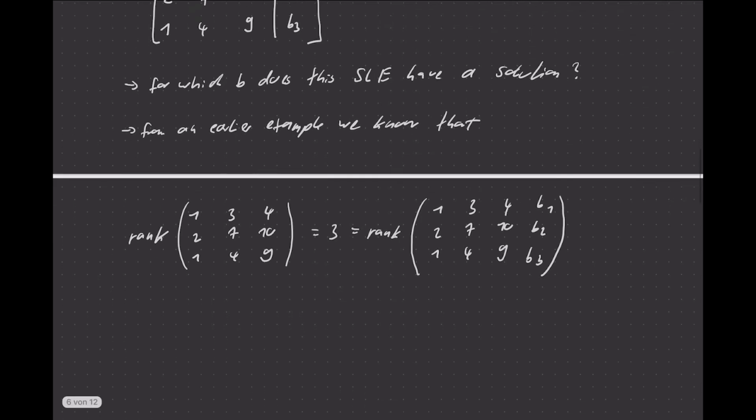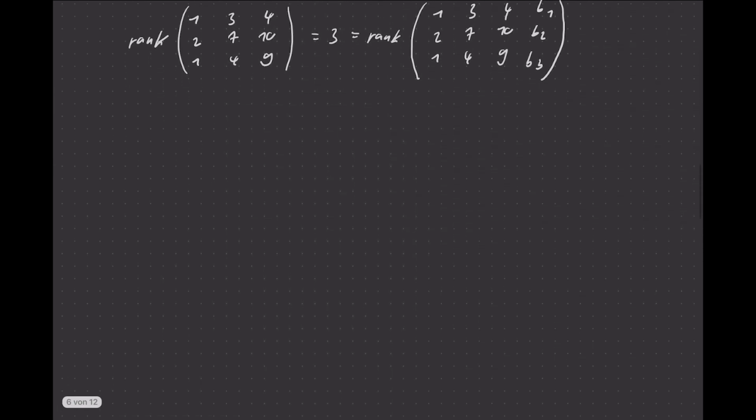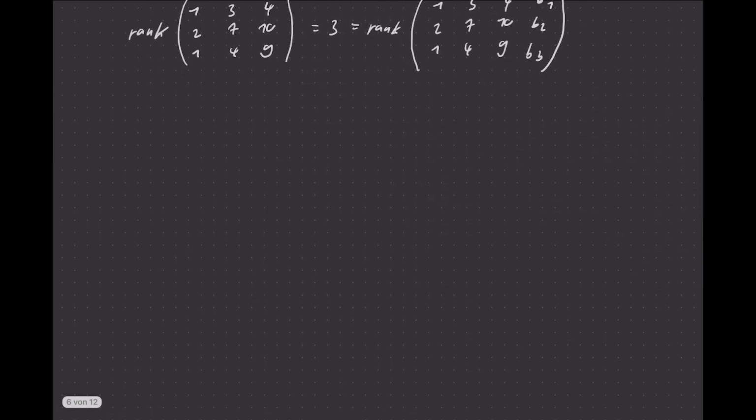And what does that mean? Well, that means there is a solution for each possible B in R3. So there's no conditions on B anymore. Now that means the SLE has a solution for all B in R3.